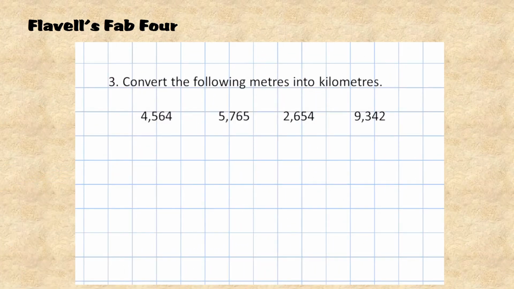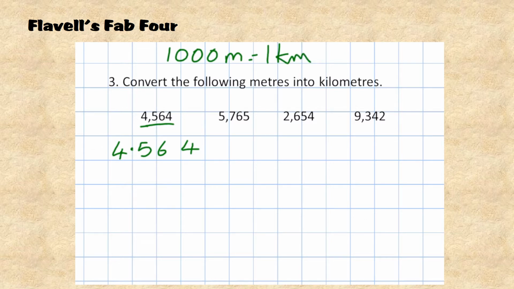So our first one will be 4.564, and that's because 1,000 metres equal 1 kilometre. So that's the first one. The second one will be 5.765. So 5 kilometres, 765 metres.